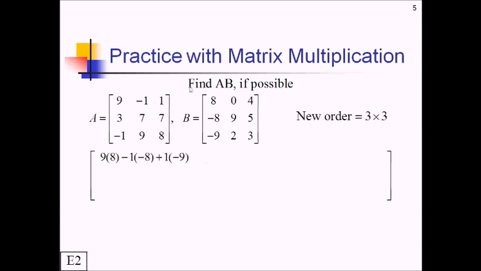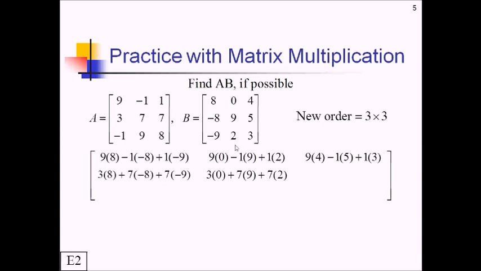Next, row 1 times column 2, row 1 times column 3. Now we do row 2 times all of these. So row 2, column 1 goes in row 2, column 1 of our new matrix. Row 2, column 2. Row 2, column 3.